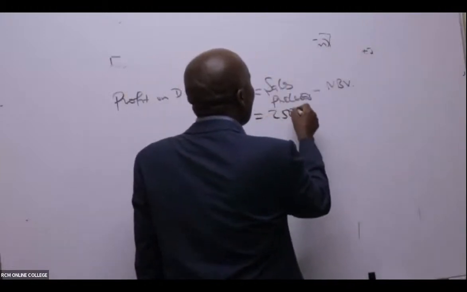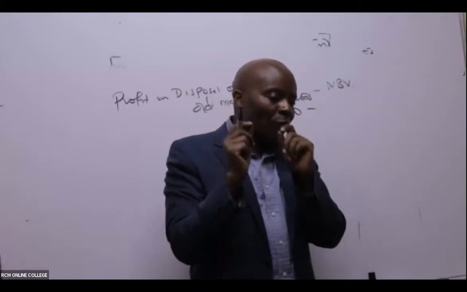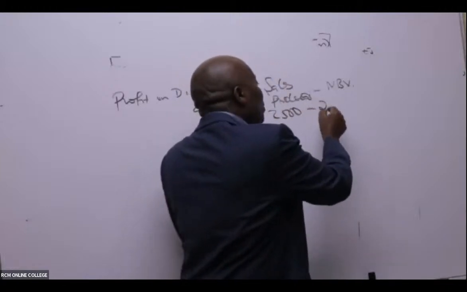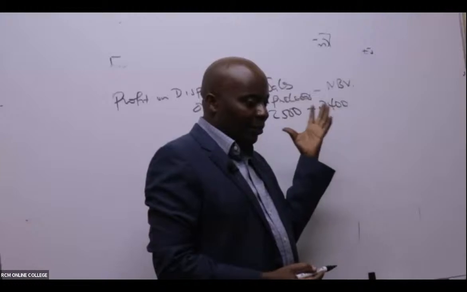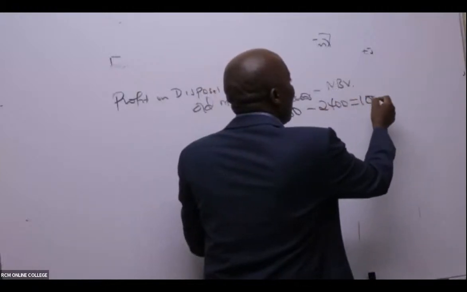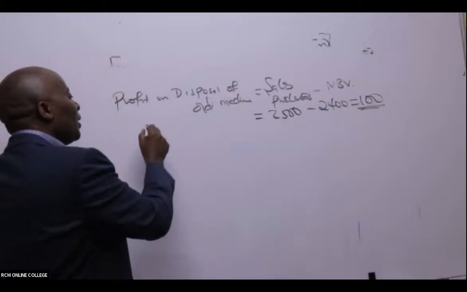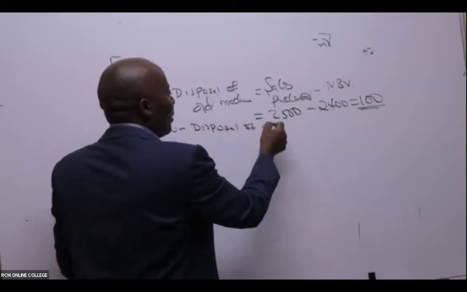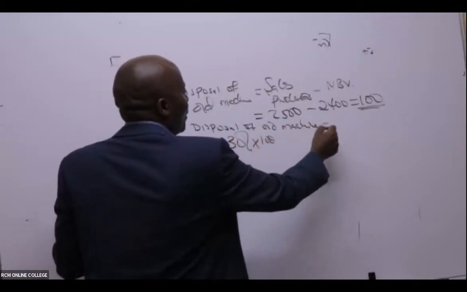Then minus the net book value. Remember we calculated the net book value of the old machine. It was 2,400. Are they able to see this figure? 2,400. Thank you very much. So this will end up giving me 100. Then go ahead and give me the tax on disposal of the old machine. This tax you must pay. So it will be 30% times 100, which gives me 30 bob.